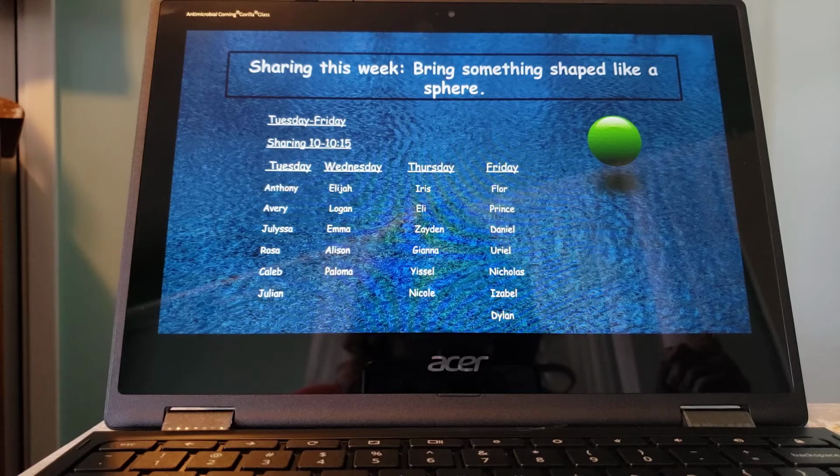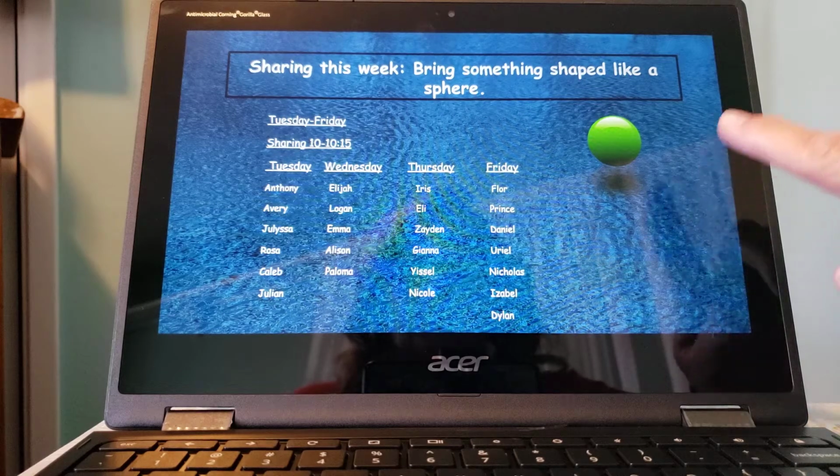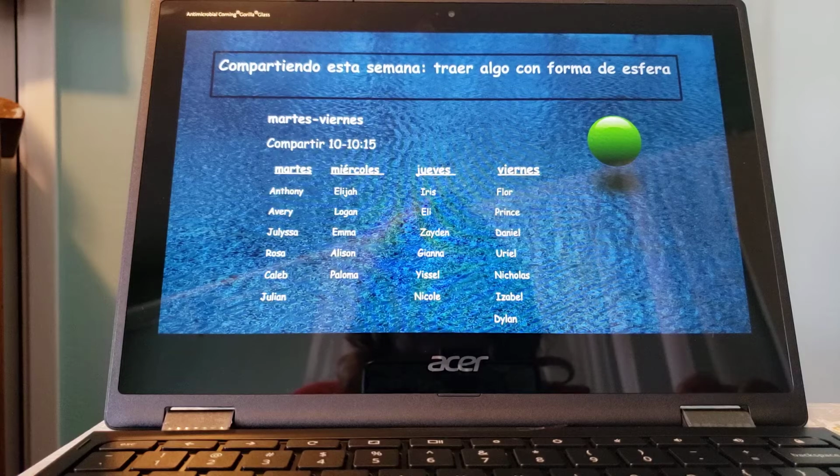We're trying to go digital on a lot of these things, so we're not shuffling a lot of papers back and forth. Tells us Tuesday through Friday, and our sharing time is 10 to 10:15. So you should probably check these every week to see what our sharing is. And then it's in Spanish.